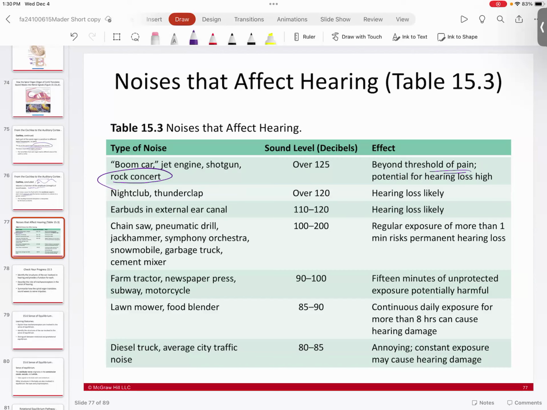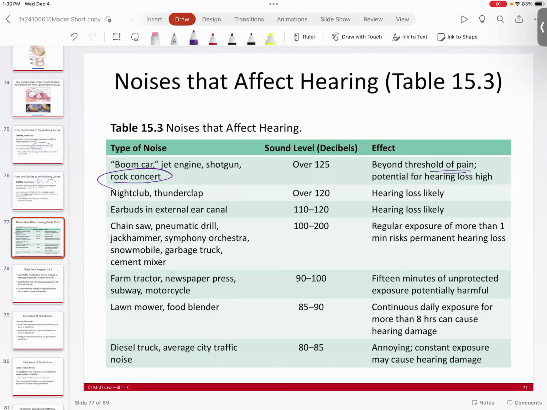Between the 100 and 200 range, you have things like chainsaws and jackhammers. A lot of these are pretty loud. A symphony orchestra is actually in this range, which is interesting, right? Because those guys aren't plugged in, and yet they're able to create a lot of volume, right?